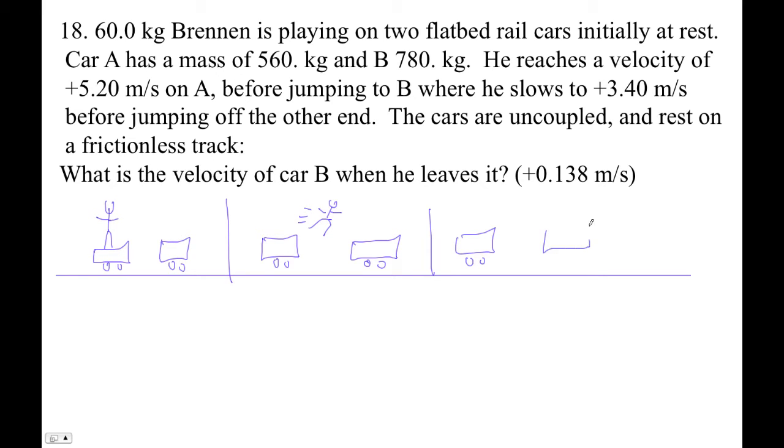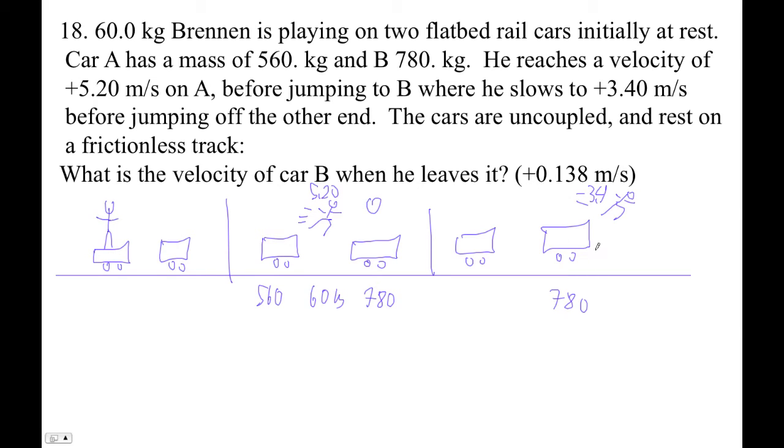he's jumping off the cart, right? And so here we know his velocity is 5.2, right? And he's 60 kilograms. Okay, and we know this velocity is 0, and that's 780 kilograms. And then this is all, by the way, 560, right? And then in this picture, we know that's 780, and he's going 3.4. Okay, to the right. So he slows down while he's on this cart, right?